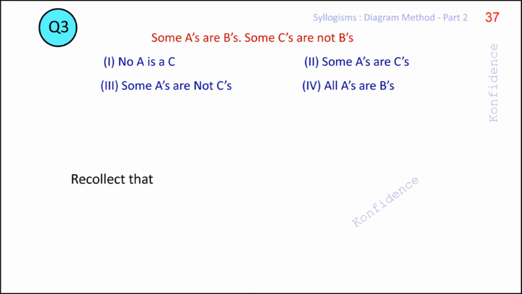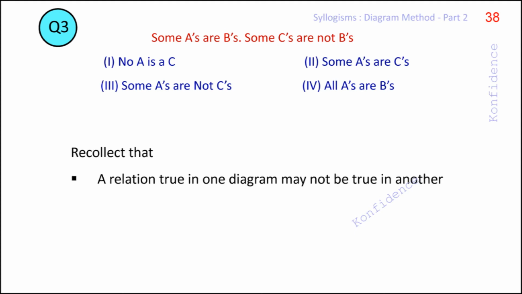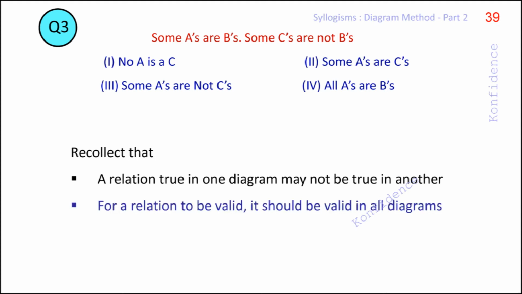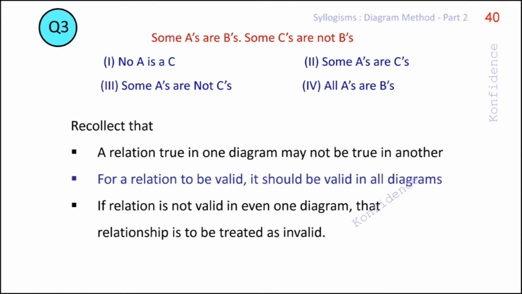Before you combine the two diagrams, it would be good if you recollect the learning we had from question Q1 in part 1 discussion. There, we learned that a relationship that may be true in a certain combination diagram need not be true in another. In order to say that a relationship between two sets is valid, it should be valid in all the possible diagrams. If a relation between two sets is invalid, even in one of the possible combination diagrams, then we should say that this is not a valid relation.